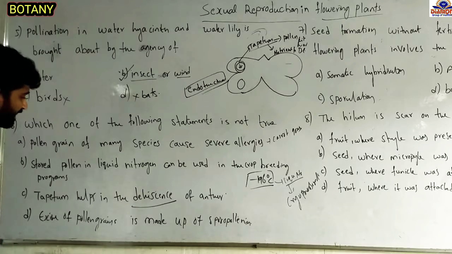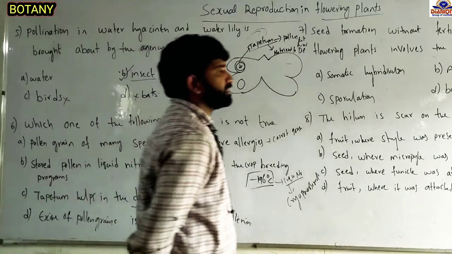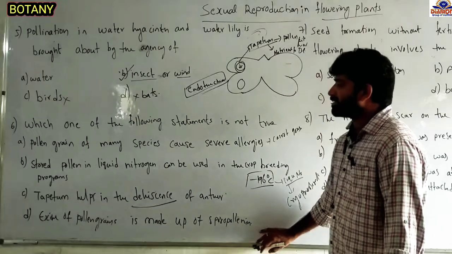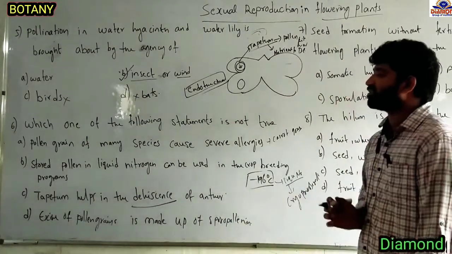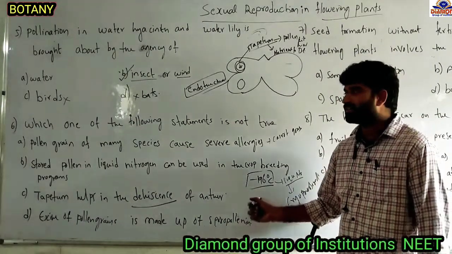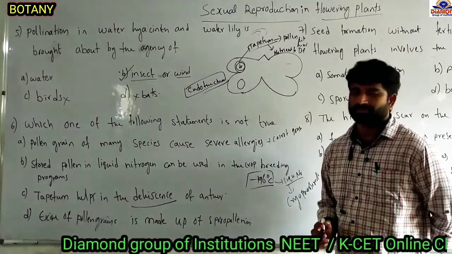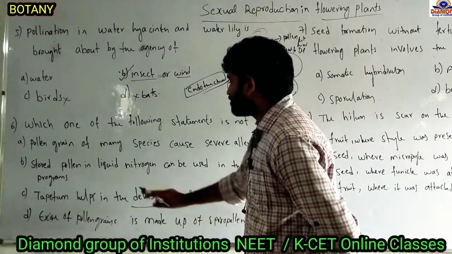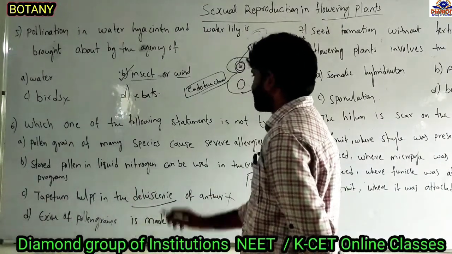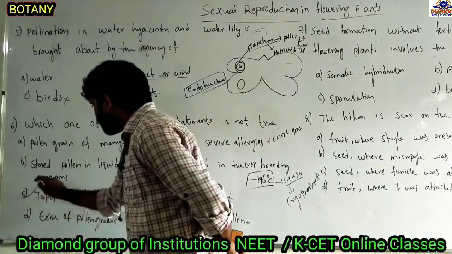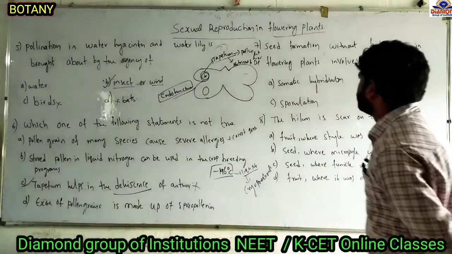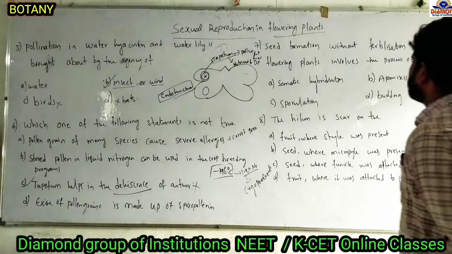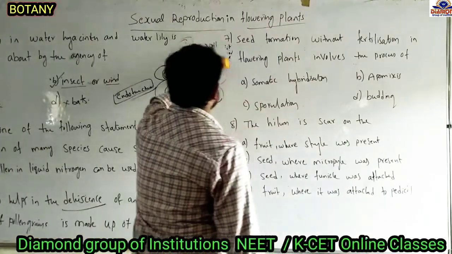The exine of the pollen grain is made up of sporopollenin. In the first portion we discussed the exine of the pollen grain. It is made up of sporopollenin, which gives resistance against different types of alkaloids, pH and also water. So out of the four options, "tapetum helps in the dehiscence of anther" is the incorrect statement. So the answer is C.